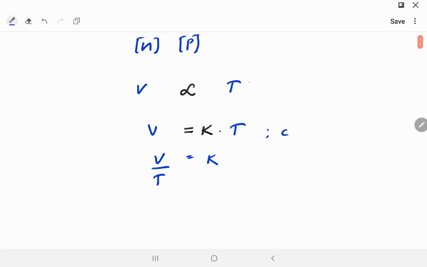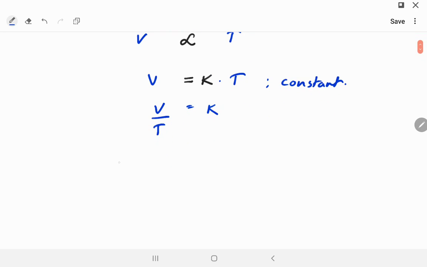So the ratio between volume and temperature is always a constant at constant pressure and amounts. So this is the equation that we got. But we can rewrite this relationship for two states of a gas at constant pressure and amount. We can rewrite this as V1/T1 equals V2/T2.